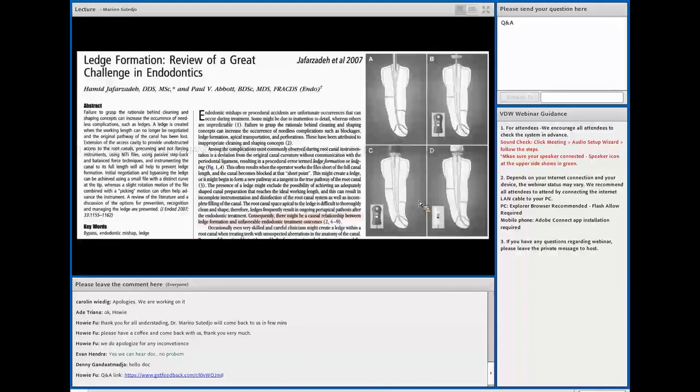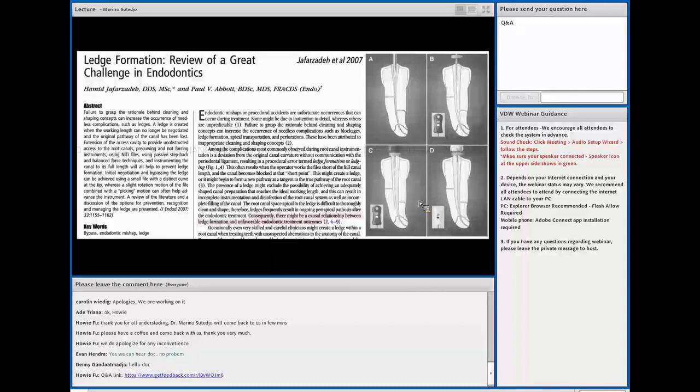I always say that in my opinion, access cavity is the most important. I don't care how good we can shape a very curved root canal. How can we shape curved canals? But if you cannot find the canal through a good access cavity, it is impossible. You cannot find anything. For example, a ledge. How many of you have had this ledge? I always find this as a referral case that is quite challenging for us.